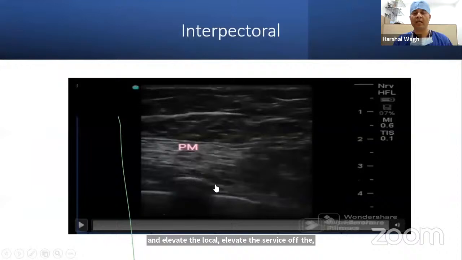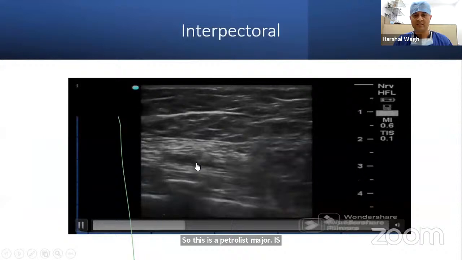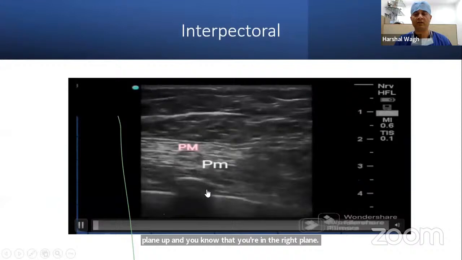Okay, now I'll quickly go through a few videos on the interpectoral block. I think all of us have done those blocks, but still I'm going to do a quick video. This is the pectoralis major, pectoralis minor, and the local anesthetic, if it's in the right plane, just opens the plane up, and you know that you're in the right plane. Though I couldn't see the exact artery there, the fascial plane was fairly good.